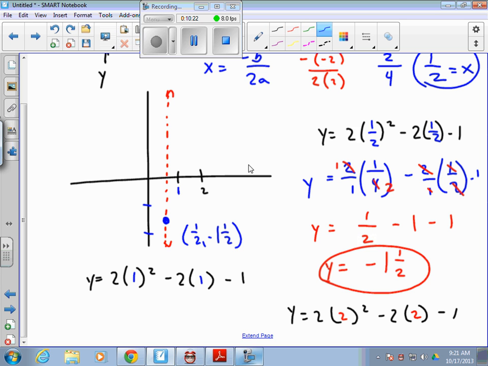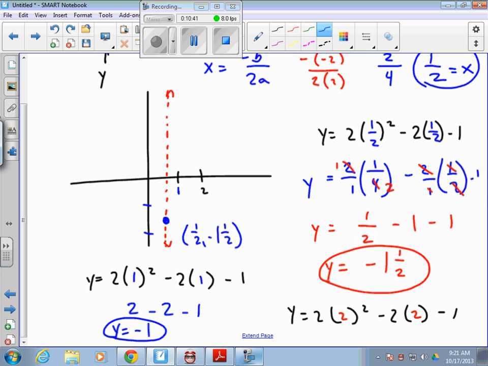So if we do 1 squared is 1 times 2 is 2 right here, just combining all of those steps. Negative 2 times 1 is minus 2, minus 1. So 2 minus 2 is 0, and 0 minus 1 is negative 1. So when you plug in 1, y's value is negative 1.